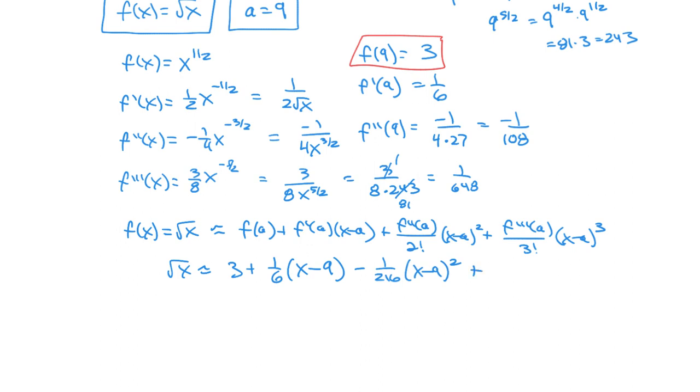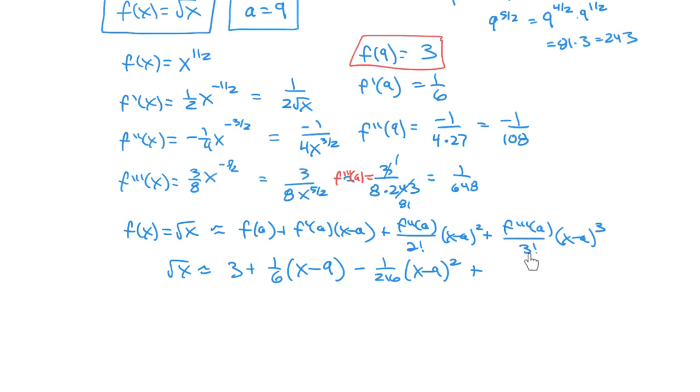Plus, and this is where we need a calculator, right? F triple prime of a is 1 over 648. I didn't really write this one out, did I? I did f double prime of 9, and I just kind of threw in the number here. It's not really equals. What this should say is f triple prime of a equals. Okay, but anyway, it's 1 over 648.